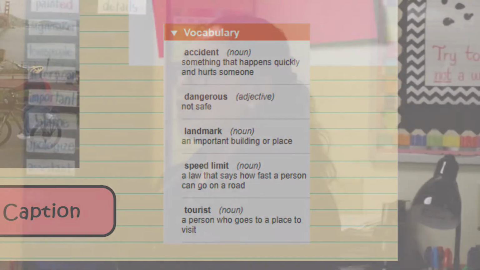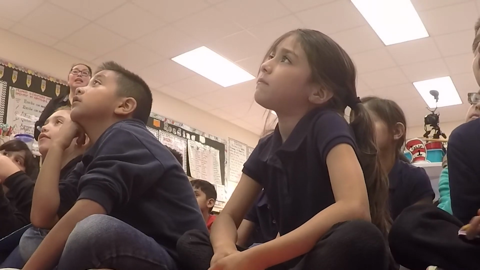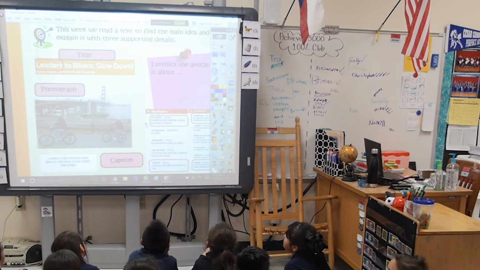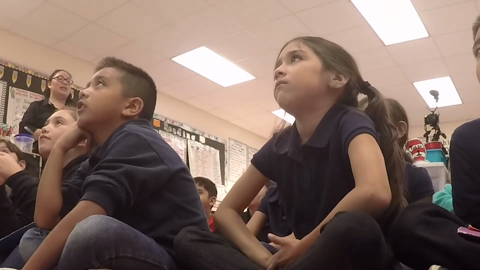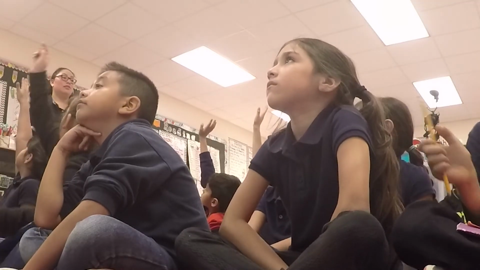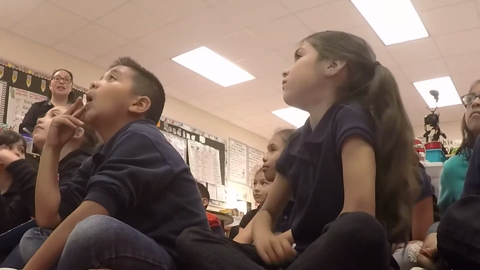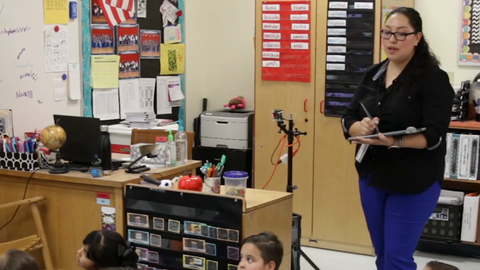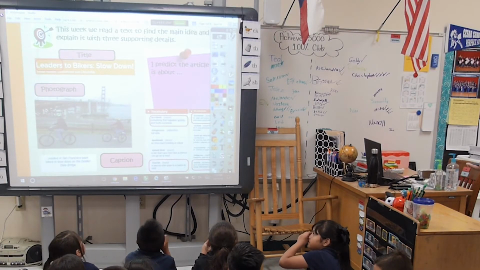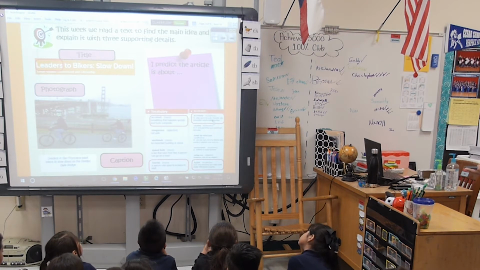Everyone say dangerous. Dangerous means that it's not safe. Now we have a little word that looks exactly like the Spanish accidente. Everyone say accident. What's the word in Spanish for accident? Tere? Accidente. So because some of you are going to be doing Achieve in Spanish, don't forget that these words are very similar. Accident, accidente, and they mean the same. Something that happens quickly and hurts someone. And in Spanish we're going to have algo que pasa de repente, las personas quizás están heridas.